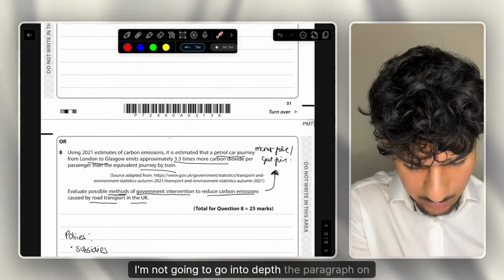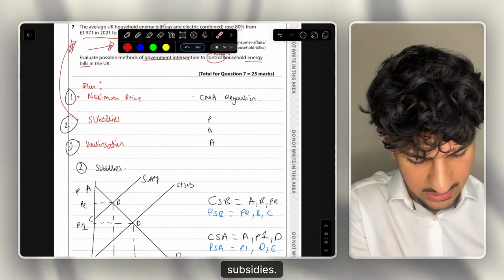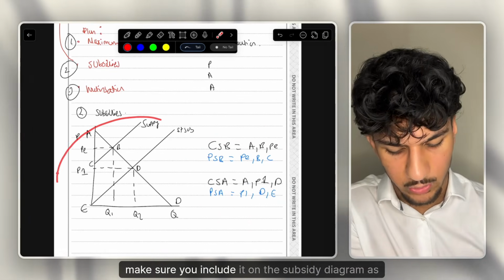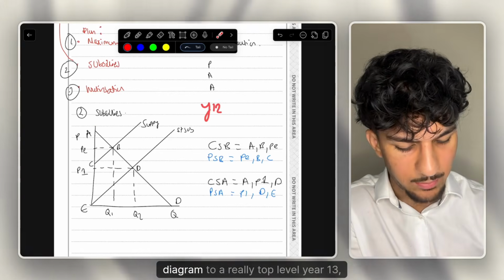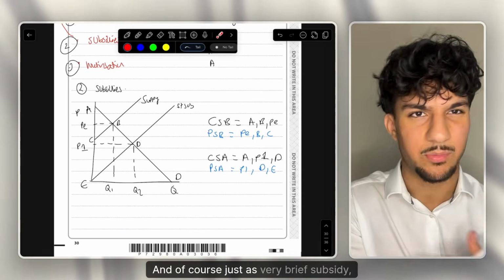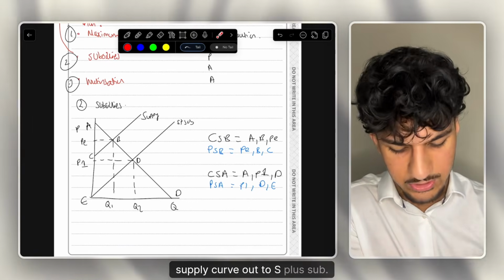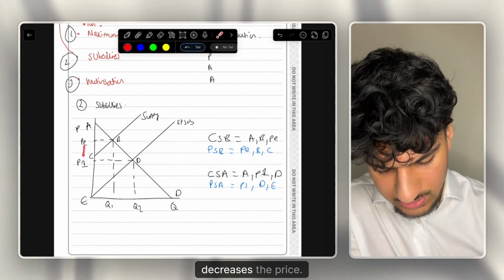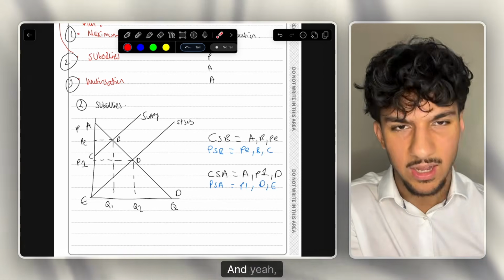I'm not going to go into depth with the paragraph on subsidies, since in the last question we just covered the entire chain of analysis for subsidies. I will just do the same thing. Consumer and producer surplus, make sure you include it on the subsidy diagram, as it elevates this from a normal year 12 diagram to a really top level year 13 A star diagram. And very briefly, subsidy, what does it do? It shifts the supply curve out to S plus sub, increases quantity produced and decreases the price. Then you'd mention how there's an increase in consumer and producer surplus, and just go from there.